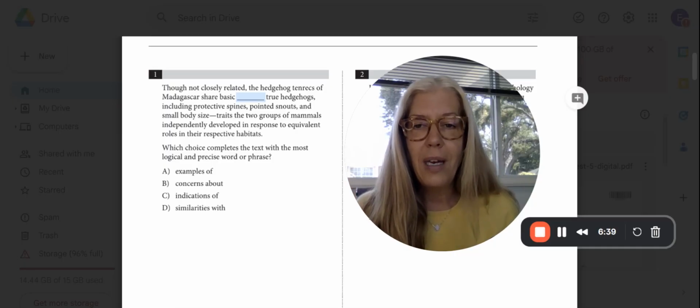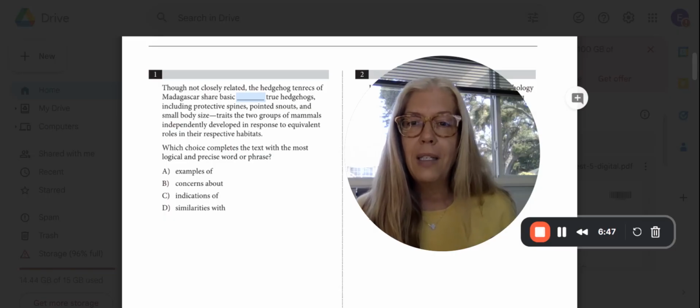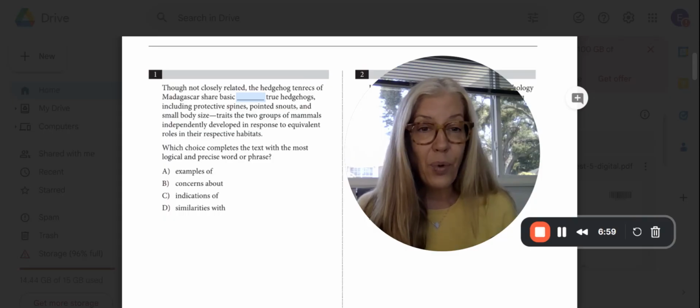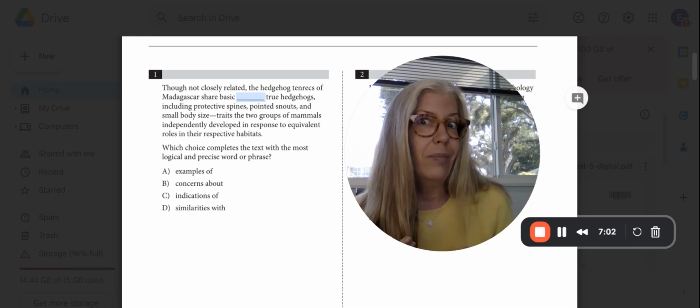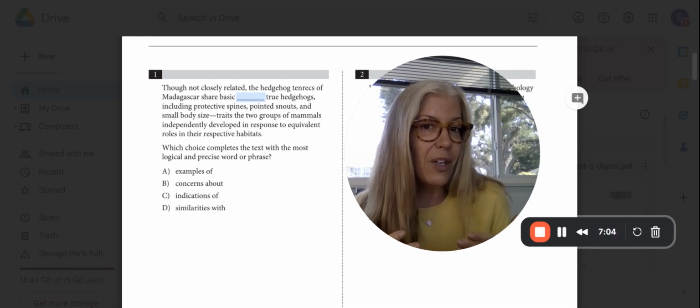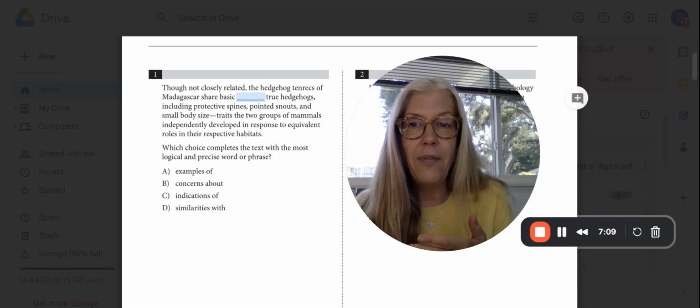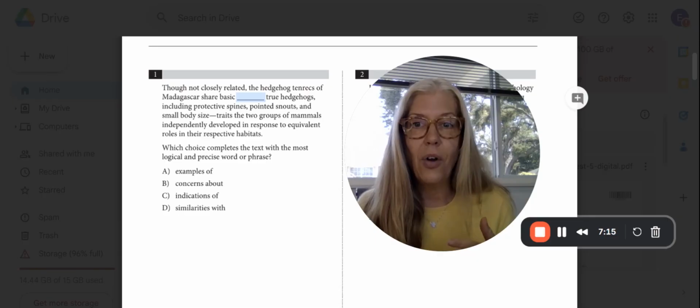So here's what it is. Though not closely related, the hedgehog tenrecs of Madagascar share basic blank with true hedgehogs, including protective spines, pointed snouts, and small body size. Traits the two groups of mammals independently developed in response to equivalent roles in their respective habitats. As I'm reading that, I'm thinking they're not changing information in here. They're giving information that supports the front half of the sentence.